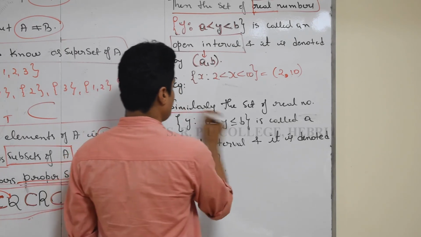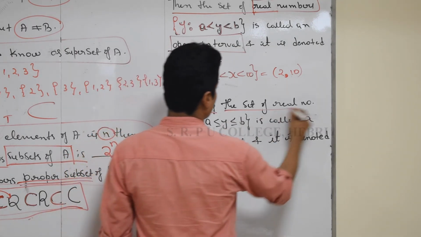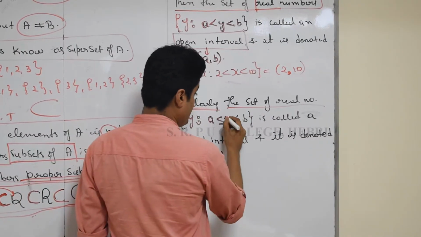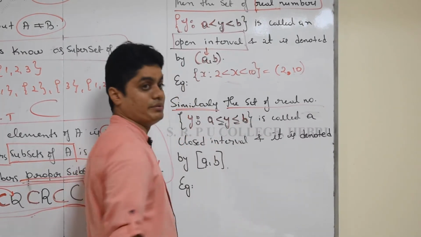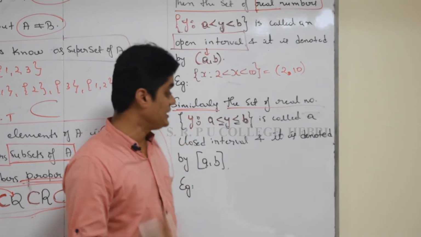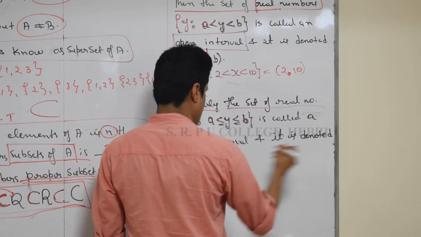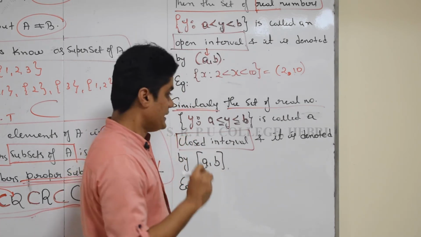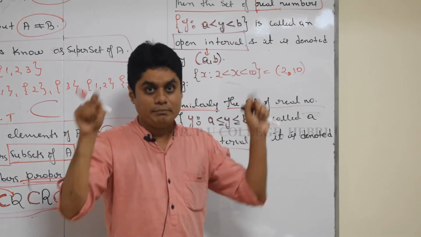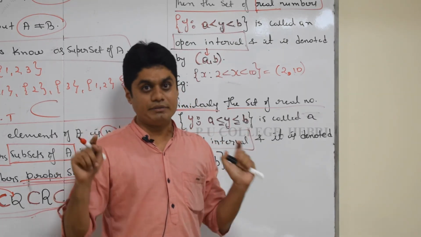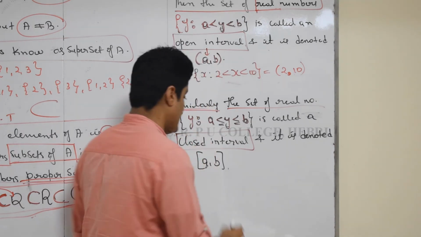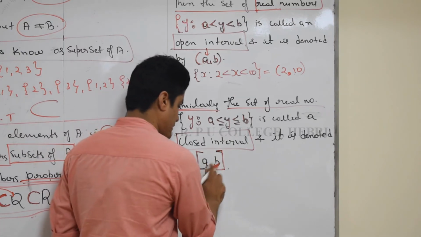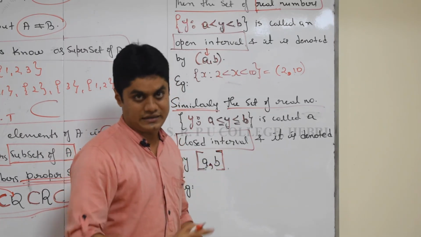Similarly, we can define one more interval. The set of all real numbers y such that y is between A and B as well as including A and B. Such a set of real numbers is known as a closed interval. In a closed interval you are taking the real numbers between A and B including A and B, and it is denoted by a square bracket.